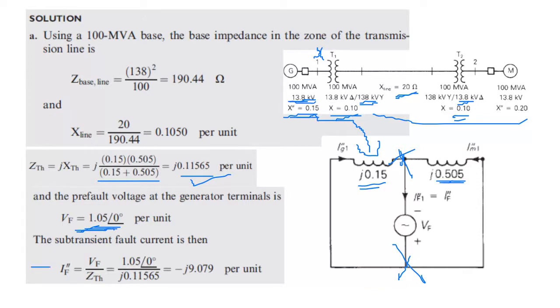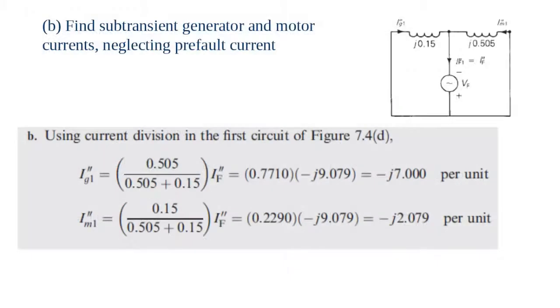And then simply what you will do is VF over Z Thevenin, and that gives you this current. VF over Z Thevenin gives you the fault current, the subtransient fault current, and of course it's a high current here, high compared to the load current. The load current is what? It is 0.9524.